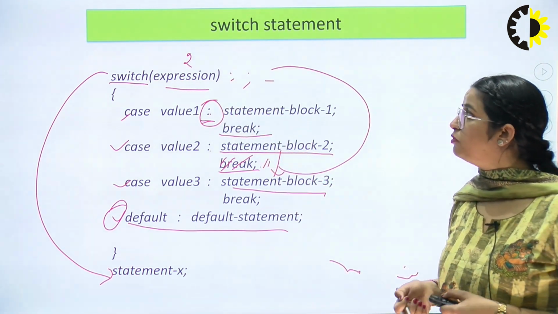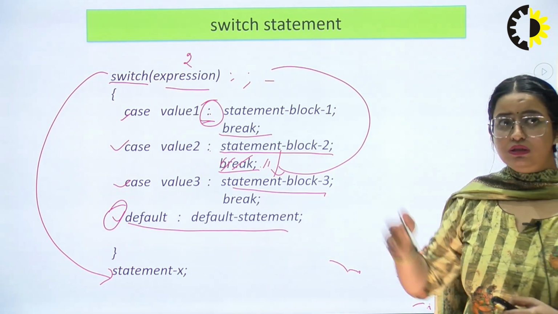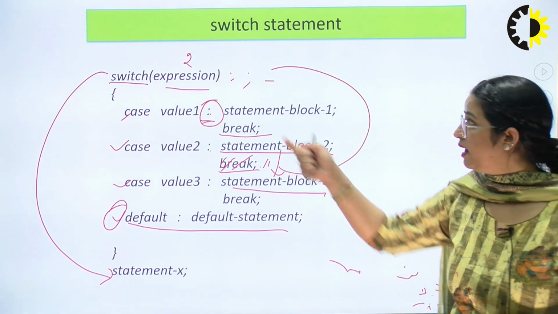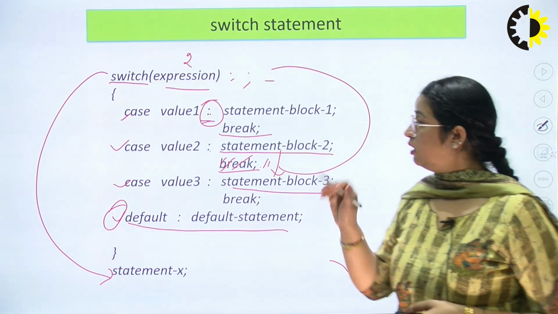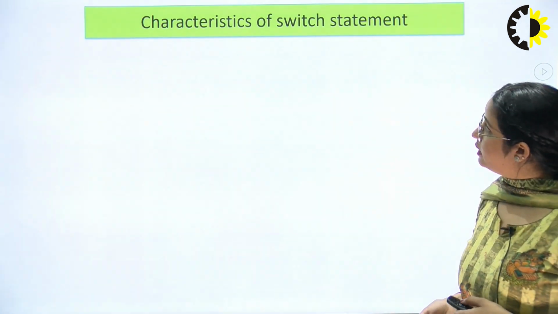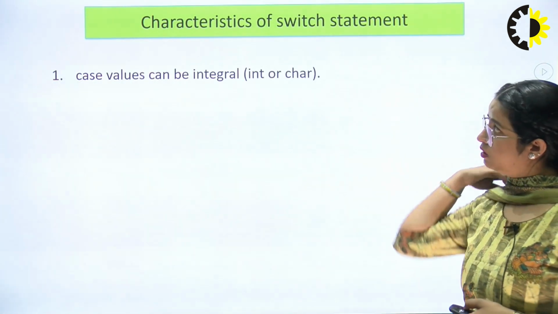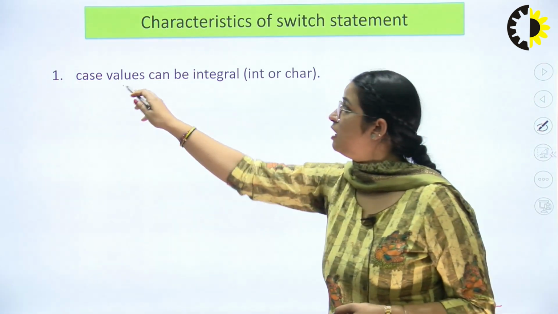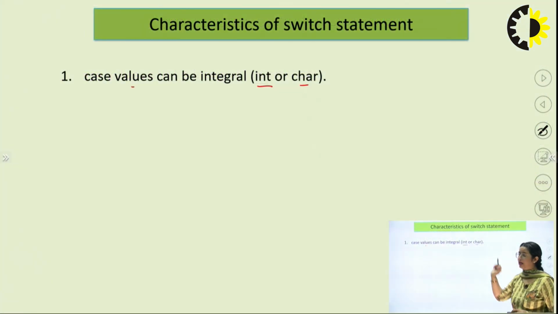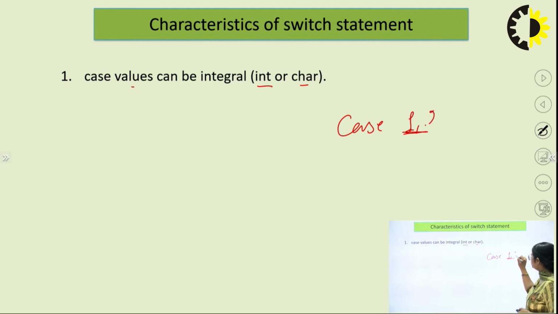Either it does not give you an error, but it will not check the conditions if you apply a semicolon here. And an important point regarding the switch case is that the case value must be int or char. That means you are using case values, you can use 1, 2, 3 like this.